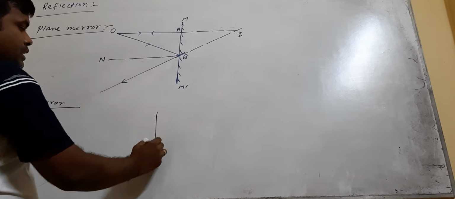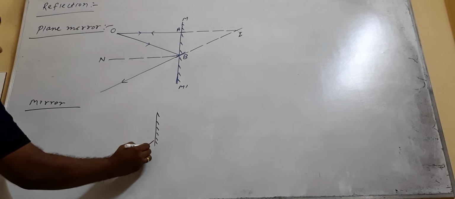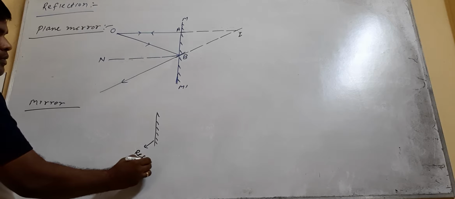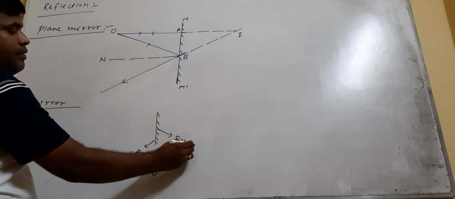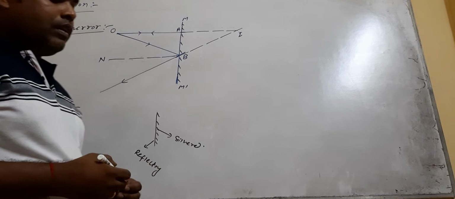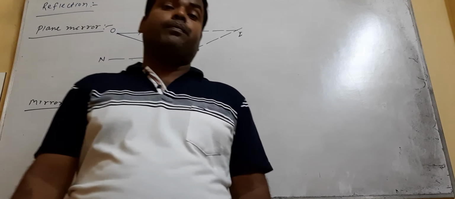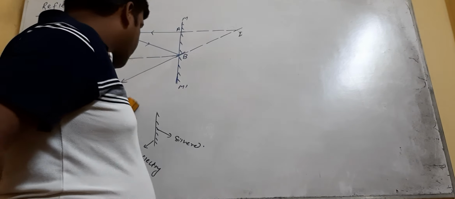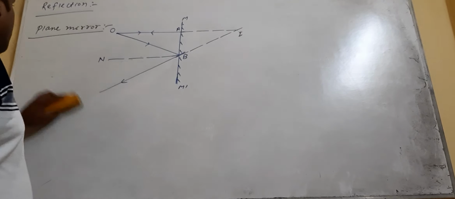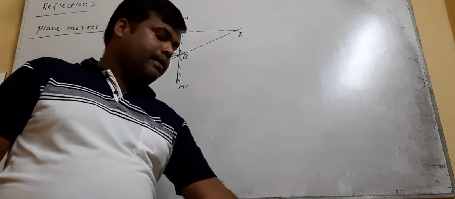The representation of the plane mirror is like this. This side is reflecting and this side is silvered. The mirror which we are using at our home is the plane mirror. So now we learn the image formed by a plane mirror.